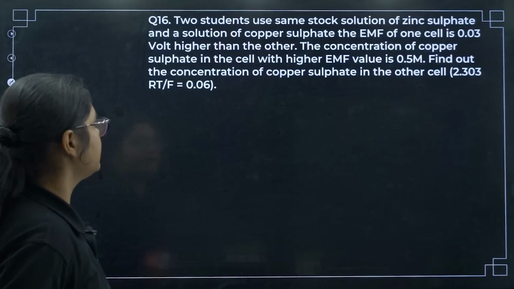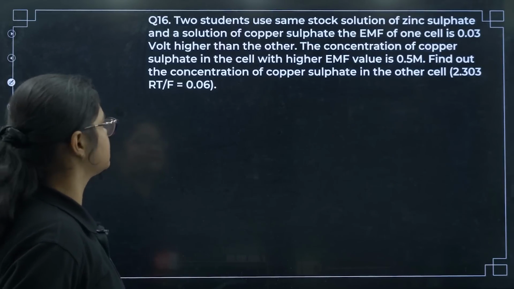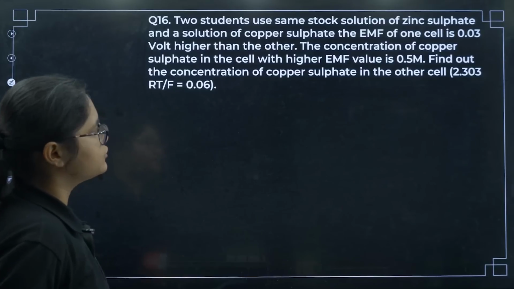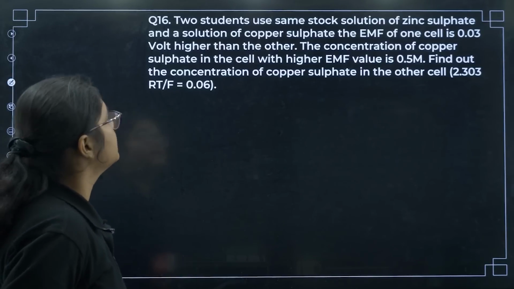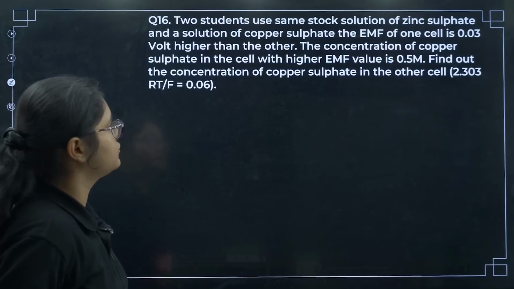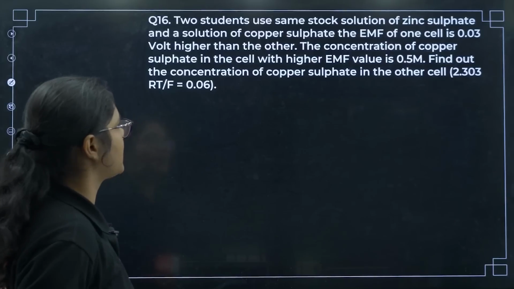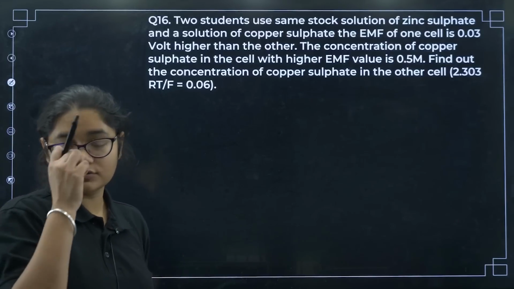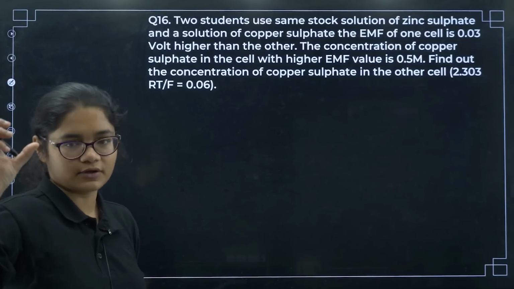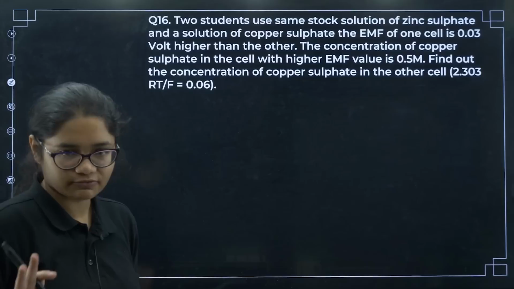Question number 16 here. Two students use the same stock of zinc sulfate solution and a solution of copper sulfate. The EMF of one cell is 0.03 volt higher than the other. So they have used the same stuff of zinc, but different solutions of copper.